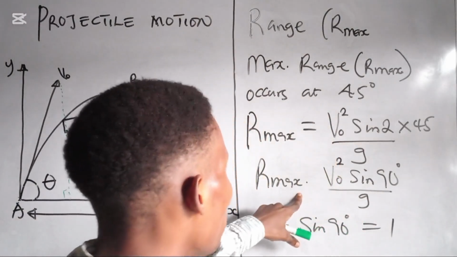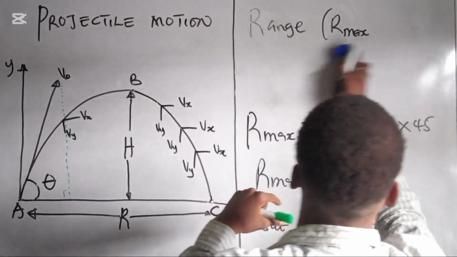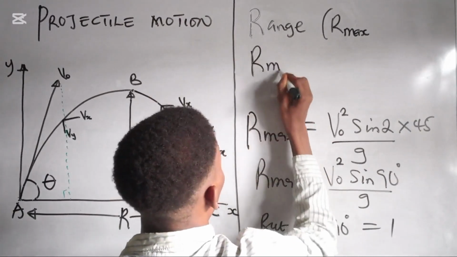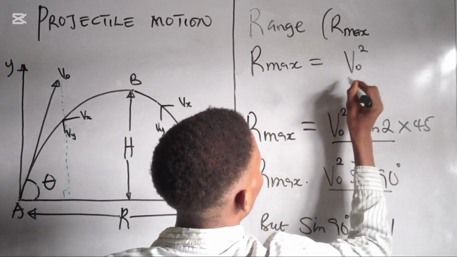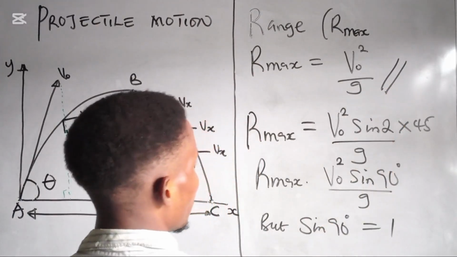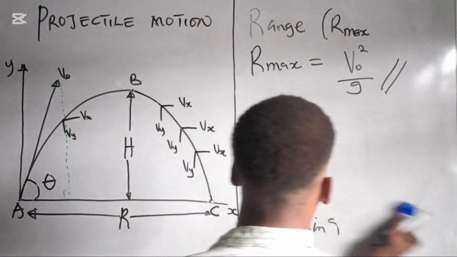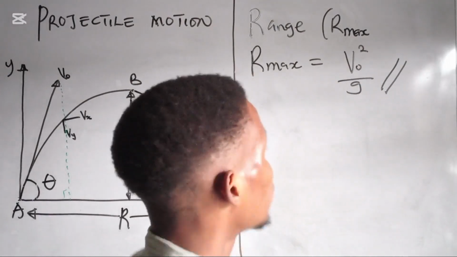So if we substitute 1 in place of sine 90, we're going to have our maximum range as R max equals V naught squared all over g. This is the answer. All right. If you substitute the value, you're going to have that. So we can call this now equation 3b.